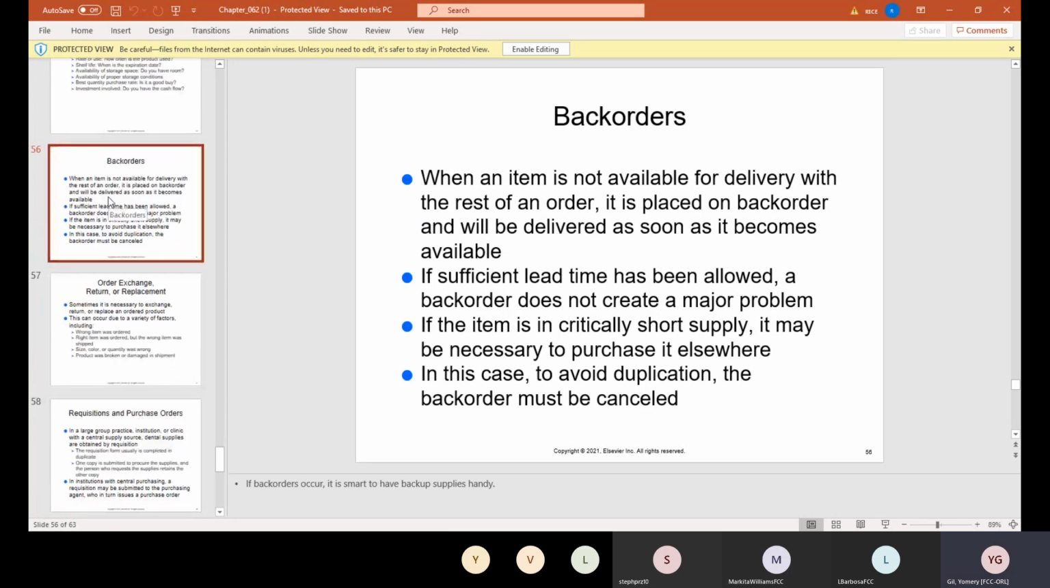Okay, back orders. So when an item is not available for delivery with the rest of an order, it is placed on back order and will be delivered as soon as it becomes available. And with a back order, you don't know when it's going to be available. So if sufficient lead time has been allowed, a back order does not create a major problem. If the item is in critically short supply, it may be necessary to purchase it elsewhere. In this case, to avoid duplication, the back order must be canceled.